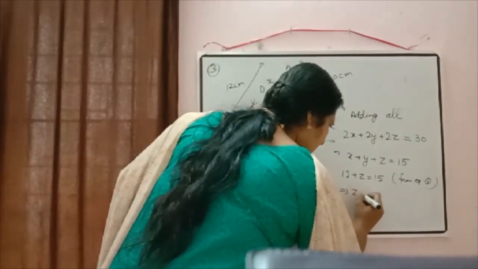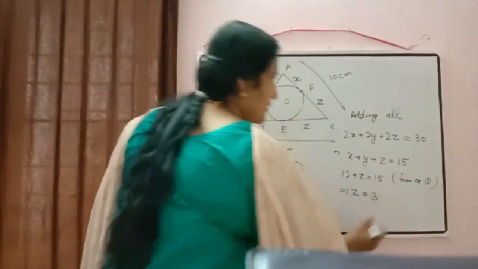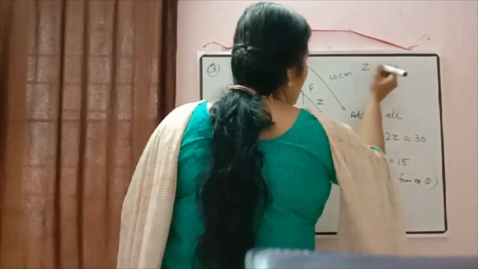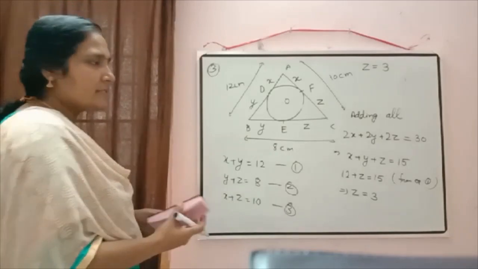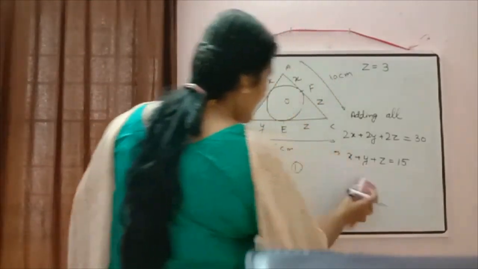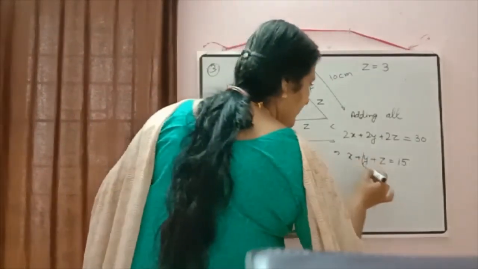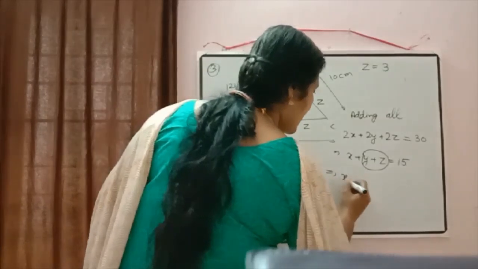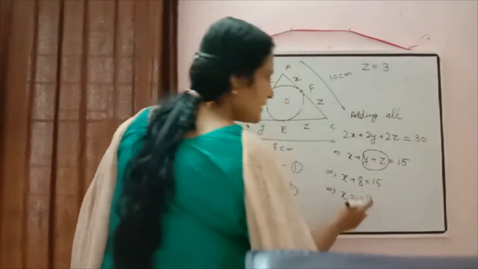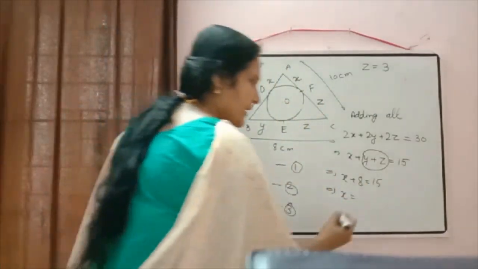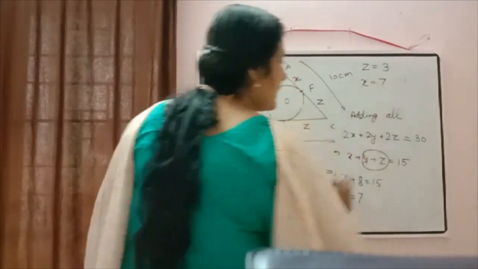Here you can mark in the bracket, we got from equation 1. So from here what will be the value of Z? Z is equal to 15 minus 12, so that will be equal to 3. We got Z is equal to 3, that we have taken from the first equation. Now from the second equation, Y plus Z is equal to 8. So in place of Y plus Z we can substitute 8. So we will get X plus 8 is equal to 15, or X is equal to 15 minus 8, which is 7. So we got here X is equal to 7.